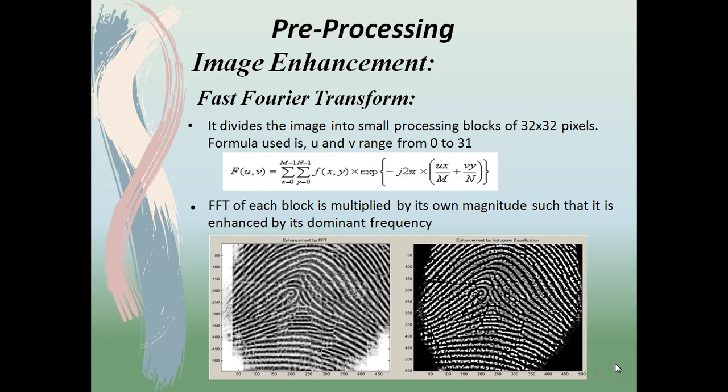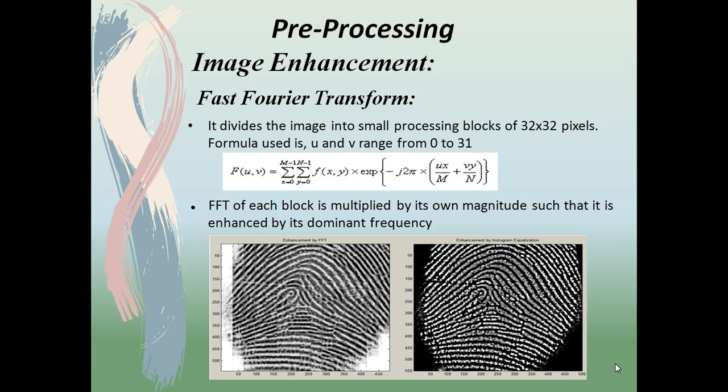So the fast Fourier transform basically divides the image into small processing blocks of 32 by 32 pixels, and we use the given formula over here to calculate the respective ranges. The process we follow is that we calculate the FFT of each individual block and we multiply it by its own magnitude so that each and every block is enhanced by its own dominant frequency and no other external frequency.